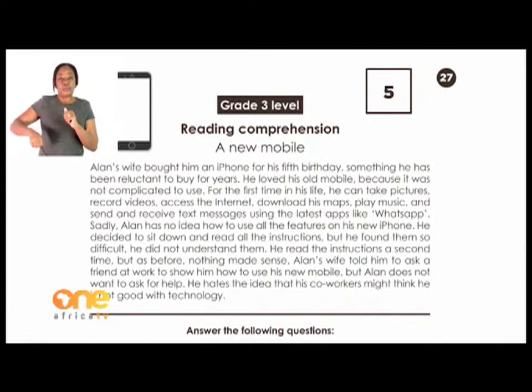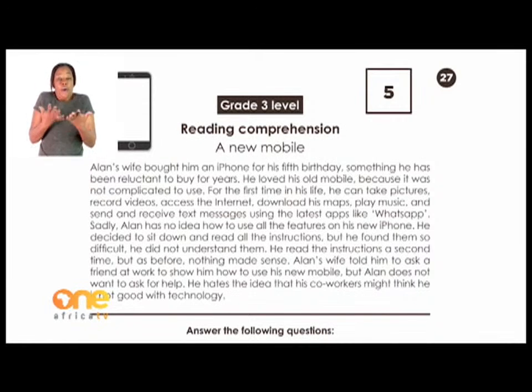Alan's wife bought him an iPhone for his 5th birthday. Something he has been reluctant to buy for years. He loved his old mobile because it was not complicated to use. For the first time in his life, he can take pictures, record videos, access the internet, download his maps, play music, and send and receive text messages using the latest apps like WhatsApp. Sadly, Alan has no idea how to use all the features on his new iPhone.